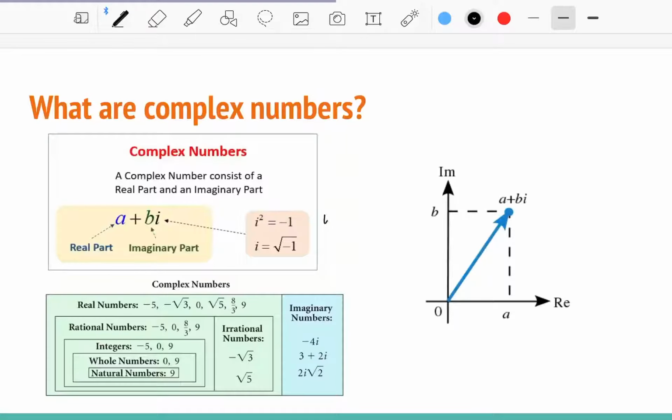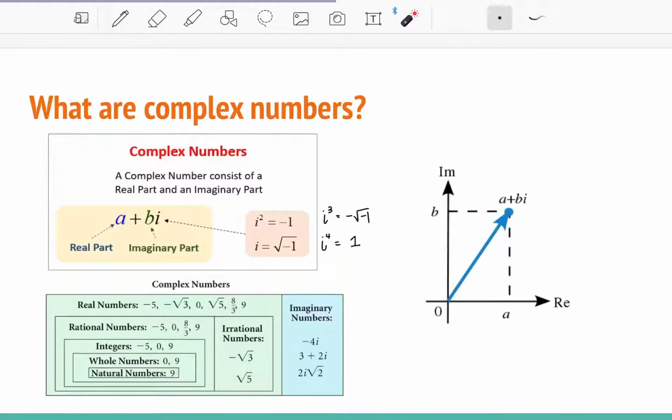What happens when I get i cubed? That would be -1 times the square root of -1, which would be negative square root of -1. And i to the fourth then becomes negative square root of -1 times square root of -1 again, which becomes a positive 1. Okay, so it's important to realize that complex numbers include all of these numbers inside of them.